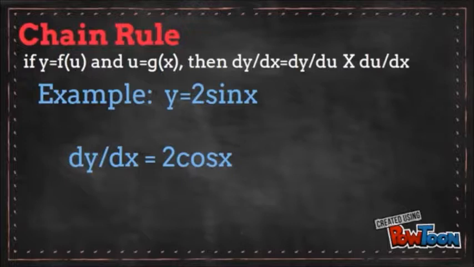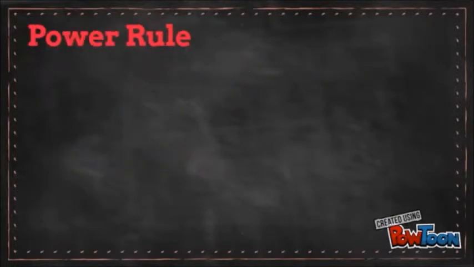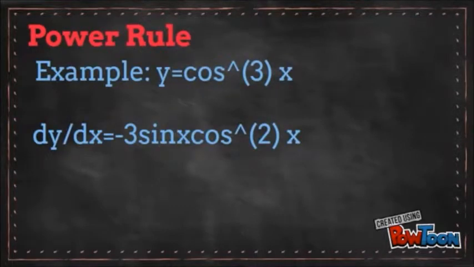An example of this rule would be when y equals 2 sine pi x, dy dx equals 2 pi cos pi x. The power of a function rule can also be applied when y equals cos cubed x. dy dx equals negative 3 sine x cos squared x.